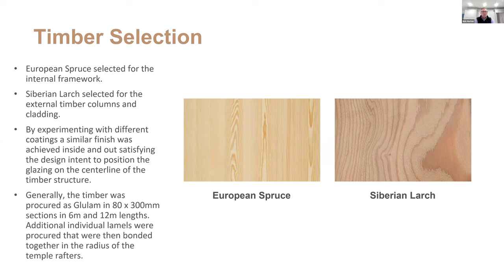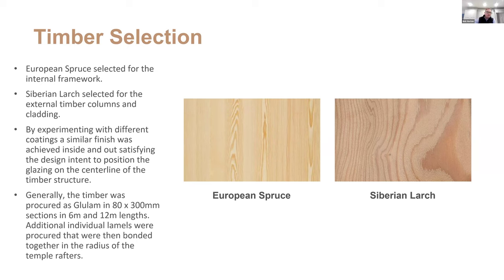And there was an exercise that Steve did over a number of weeks where he was trying out different coatings on both the European spruce and the Siberian larch, different coating inside, different coating outside, to merge the two together. Because my understanding of the intent was that out of the 600 millimeter column, we want to see the glass line in the middle of it. And by getting consistency between the internal and outer timber, as you can see in the photographs of the finished project, I think we've achieved that.